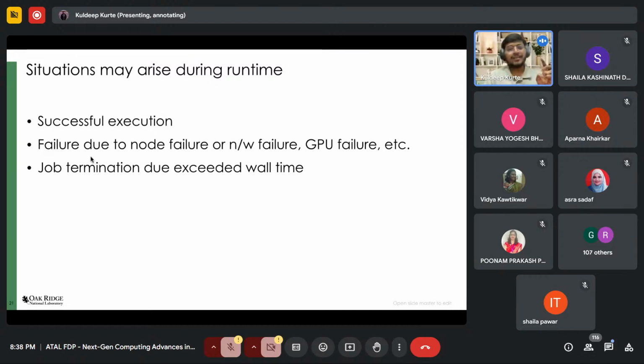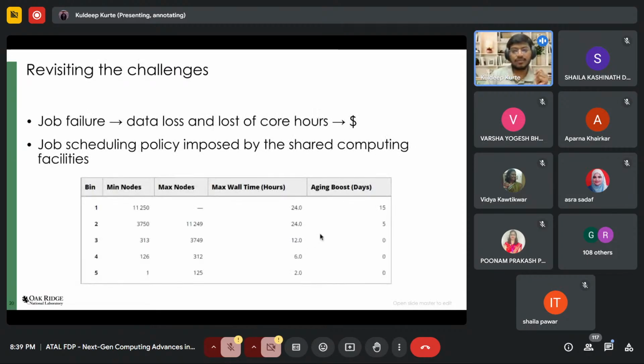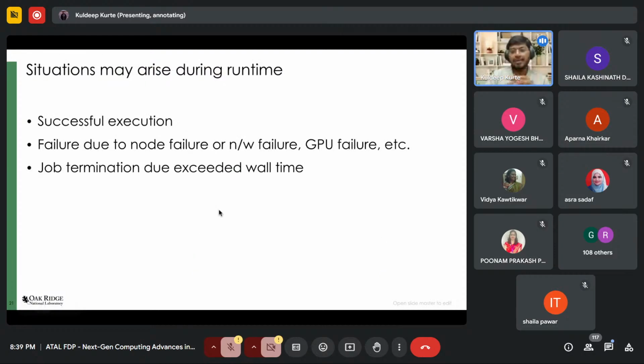The second scenario is that some failure will happen. It could be because of GPU failure, node failure, or network failure. That failure might happen, and your job will get terminated. That is the second scenario which we want to avoid. The third is job termination because of exceeded wall time, which is because of the scheduling policy I described just now. Those are the three scenarios that may happen, and your job submission script must take all of them into account through some mechanism.